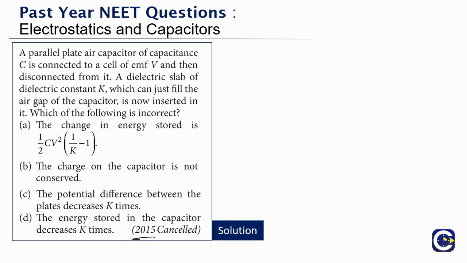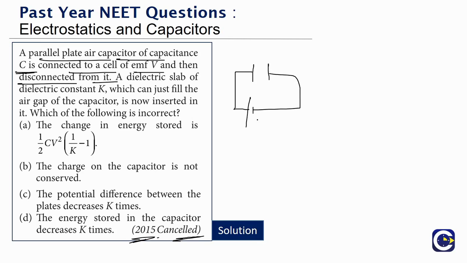Next we have a question that has come in the 2015 cancelled paper. A parallel plate air capacitor of capacitance C is connected to a cell of EMF V and then disconnected from it. Means what? First we are connecting it across a cell of EMF V. Then what is going to happen? This capacitor is going to get charged.